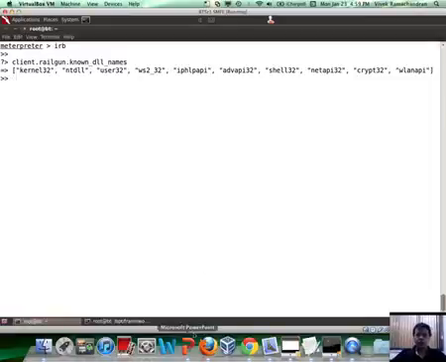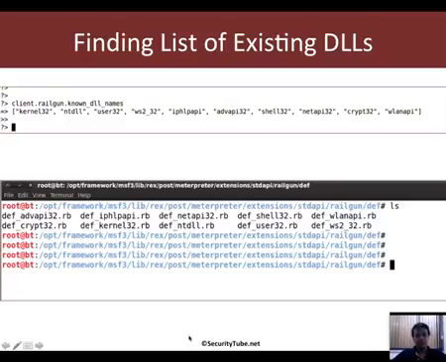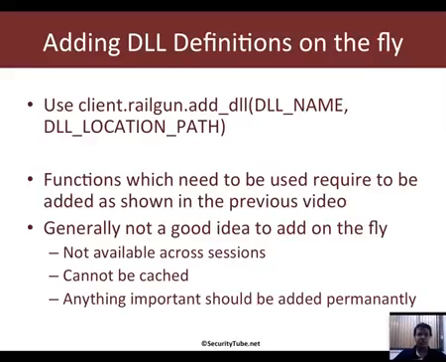Now, let's take up the next task. We know that we have a list of existing DLLs, and now we probably want to add a new DLL definition, either on the fly or permanently to the framework by defining a definition file. Basically, generally it's not a great idea to add DLL definitions on the fly unless it is absolutely required, simply because the framework has a lot of interesting and powerful features such as caching, which you cannot avail of if you do.